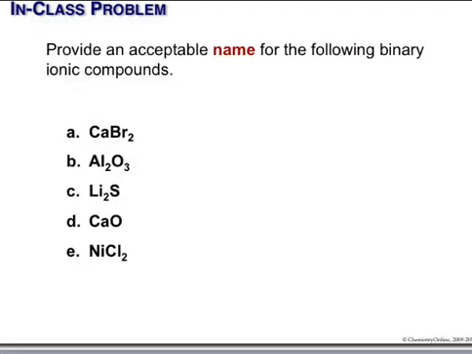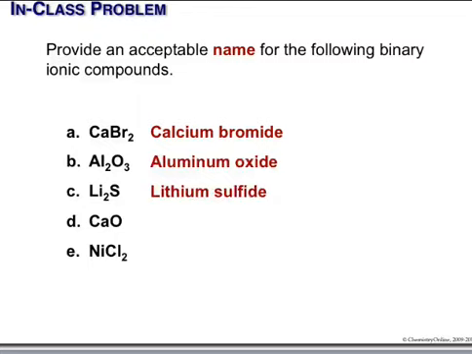All right, our first one here. 1 calcium and 2 bromines. We don't use multipliers. Our first word is going to be calcium. Our root is brome. This will be calcium bromide. Our next one, we have 2 aluminums. We have 3 oxygens. No multipliers, simply aluminum oxide. Lithium and sulfur. Our root here is sulf. We will call this lithium sulfide.